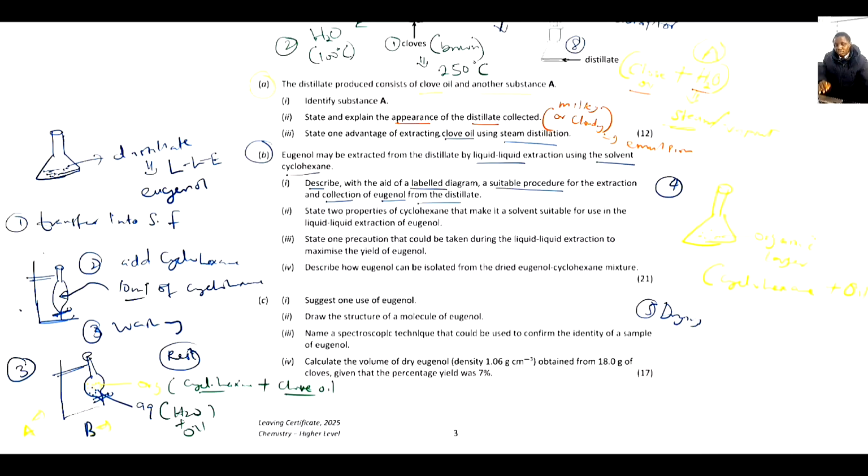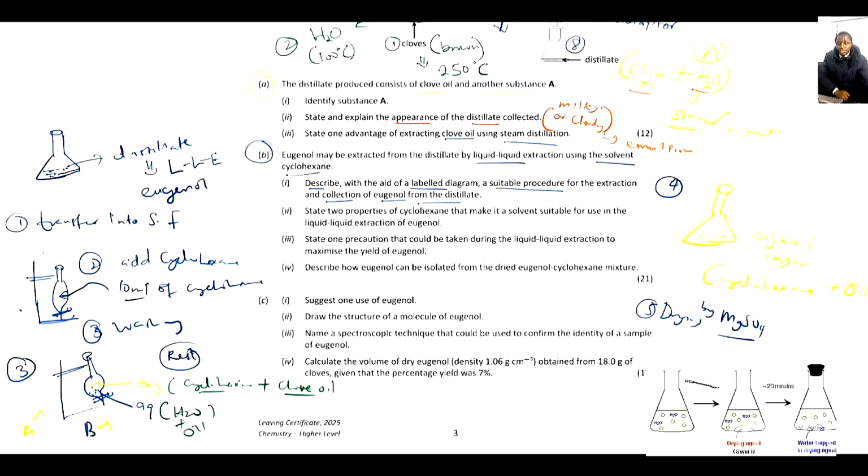The drying process is by using magnesium sulfate. You add a portion of magnesium sulfate inside the organic layer. What it does is that it removes the remaining aqueous part, the water, if any is still left in the organic layer. The anhydrous magnesium sulfate forms a clump inside the solution and therefore removes the aqueous.